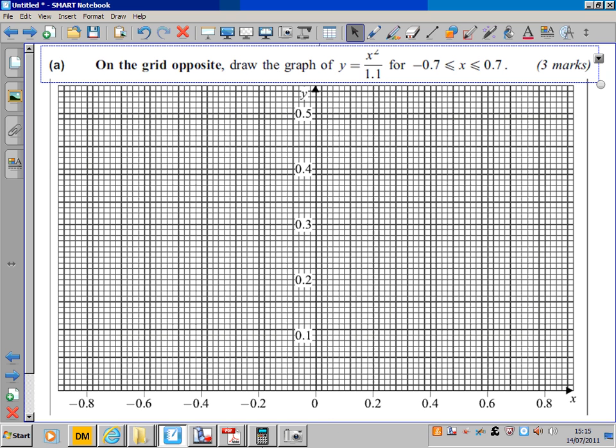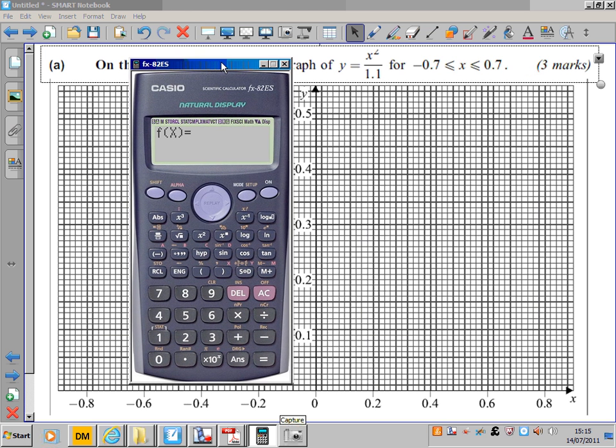Obviously, we need to go to table mode on the calculator. So that's mode table. Type in the f of x, so that's y equals x squared divided by 1.1. Remember, to get the x, you do alpha and then close bracket. Press equals. Now if we look up here, it says we've got to do values of x between minus 0.7 and 0.7. So I'm going to start at minus 0.7, end at 0.7, and step, well, it seems to make sense to go up in 0.1s.